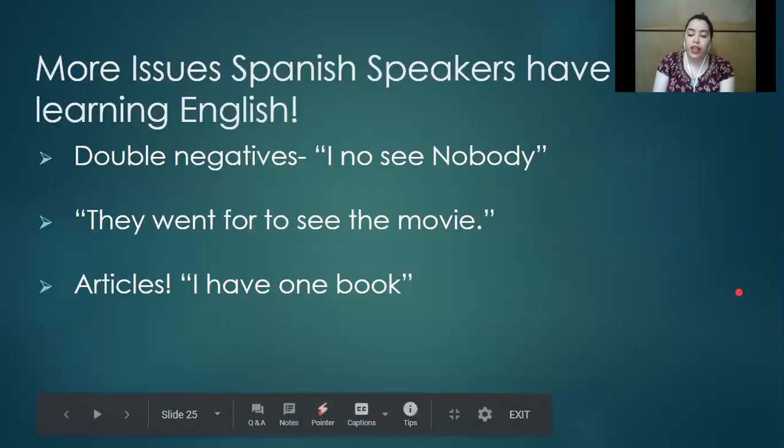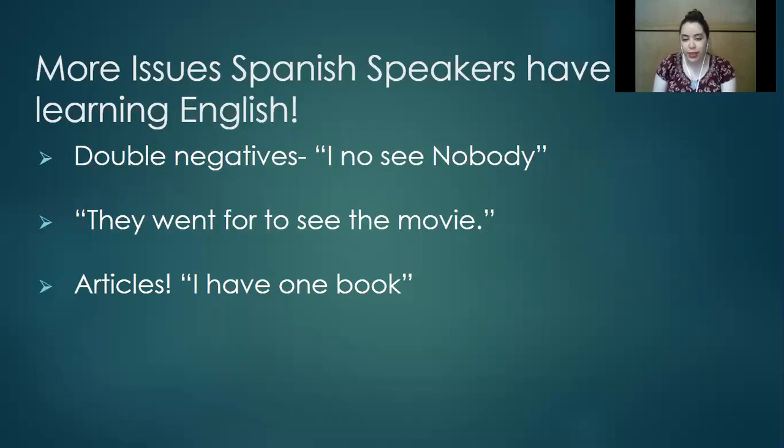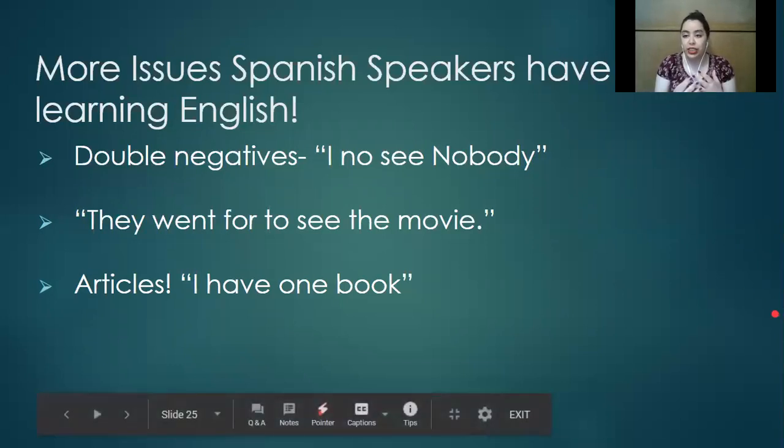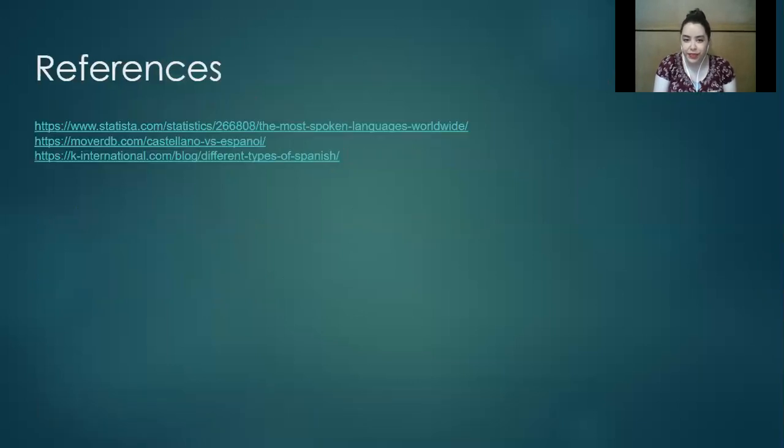So again, some more implications for teaching is just practice, practice, practice. Also, there's nothing wrong with explaining to them, like in Spanish, you do use the double negative, but in English, if one thing is negative, everything else has to be positive. So just kind of making that connection can be helpful as well.